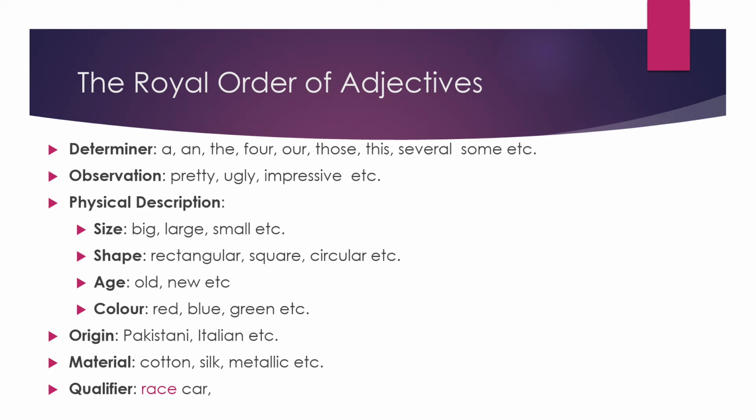After that, we will use the observation. This is our opinion of the object or the person. Pretty, ugly, impressive, etc. After that, we will talk about the physical description. And the physical description has 4 categories. The size: big, large, small, etc. The shape: rectangular, square, circular, etc. The age: old, new, etc. Color: red, blue, green, etc. The origin: Pakistani, Italian, etc. The material: cotton, silk, metallic, etc.